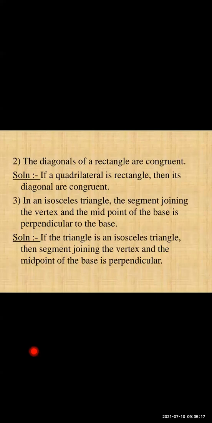The diagonals of a rectangle are congruent. Okay, so this is the statement. We have to convert it into conditional statement form. If a quadrilateral is a rectangle, then its diagonals are congruent. So what are you going to write down in the answer then? If a quadrilateral is a rectangle, then its diagonals are congruent.